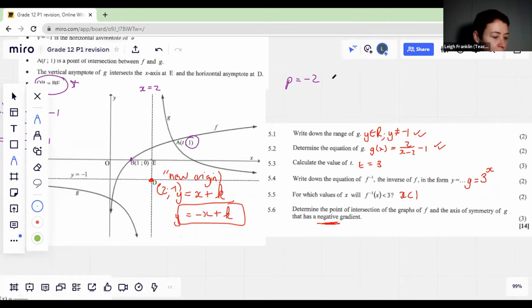So yeah, subbing in, that gives us -1 equals -2 plus k. So k has to be equal to 1. So therefore the equation of this line is the line y equals -x plus 1.